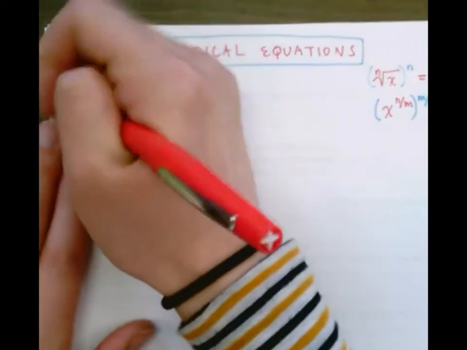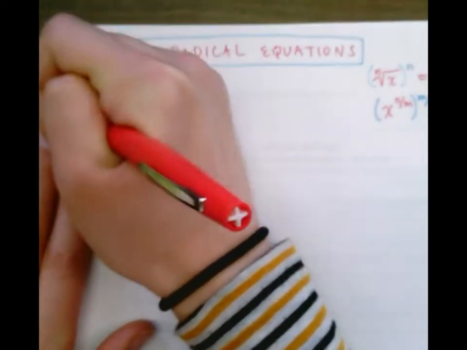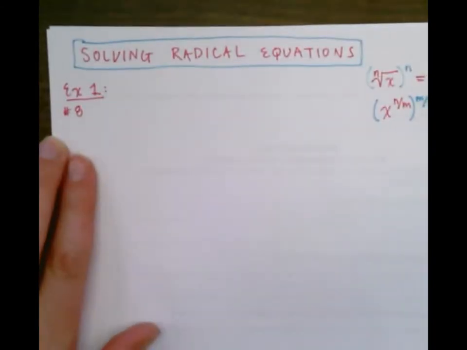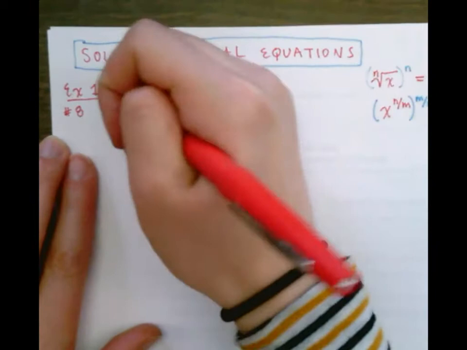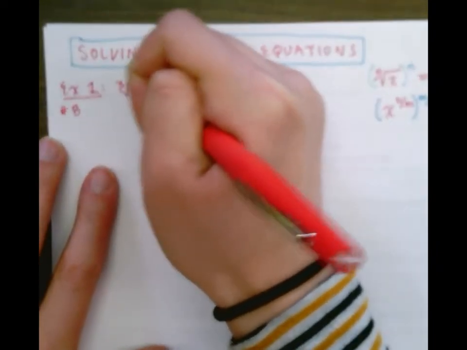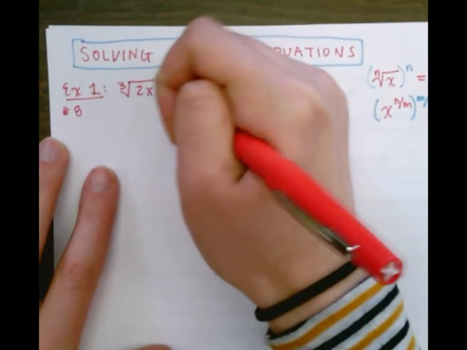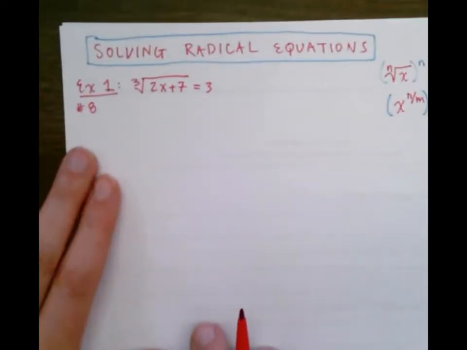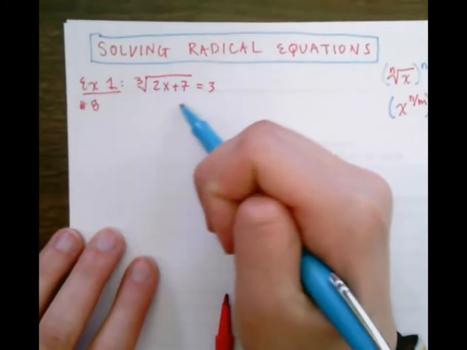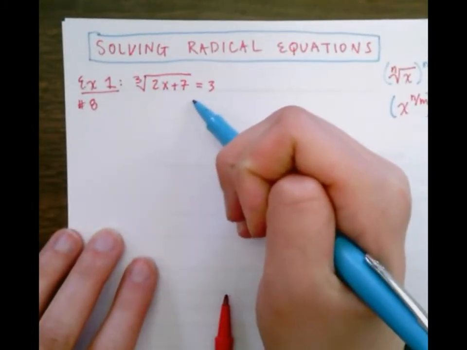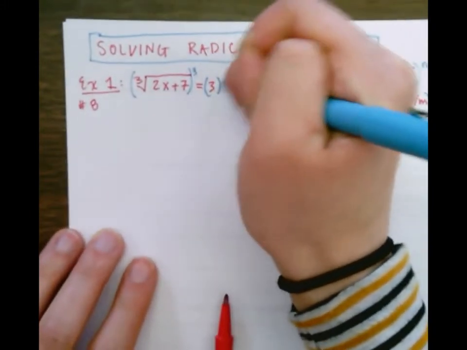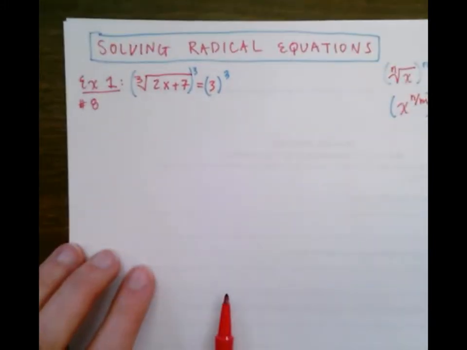Okay, so let's take a look. The first example, I'm going to call it example 1 for notes. It's actually problem number 8 on the worksheet, and it is the cube root of 2x plus 7 is equal to 3. So if I want to get rid of a cube root, right now my radical is by itself. There's nothing outside the radical on the same side of the equation. So I'd start by raising this to the third power. And I also need to raise the 3 to the third power.